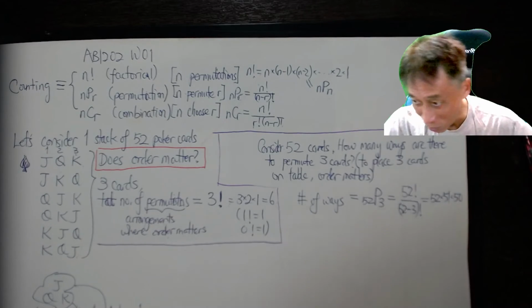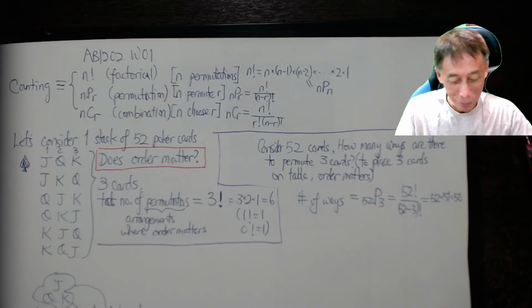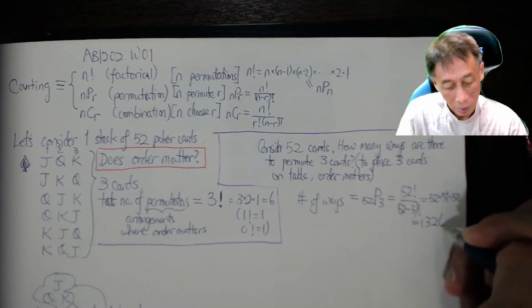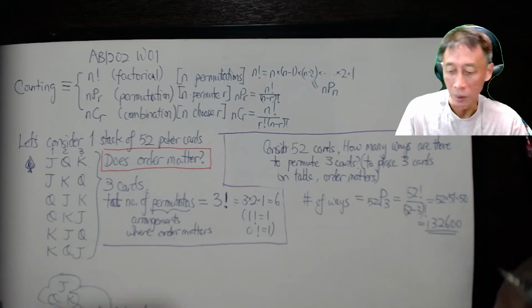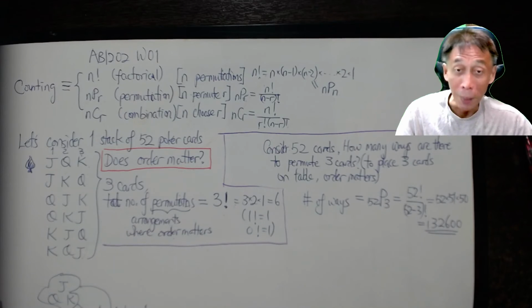But just for the satisfaction of knowing the number, 132,600. Okay, so that would be the ways to put them on the table.